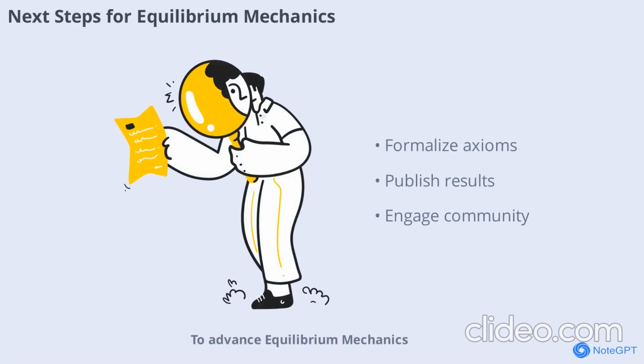To advance equilibrium mechanics, the next steps include formalizing definitions and axioms, publishing preprints with theorems and simulations, and engaging with the scientific community for critique and collaboration. By refining the mathematical structure and testing predictions, the field can mature into a bona fide domain of research.